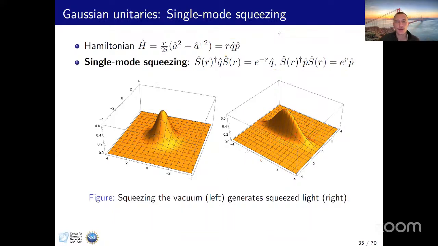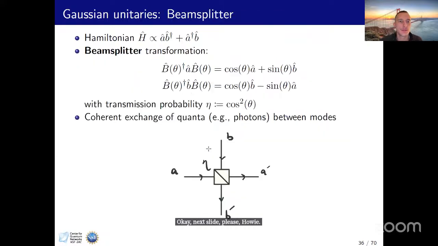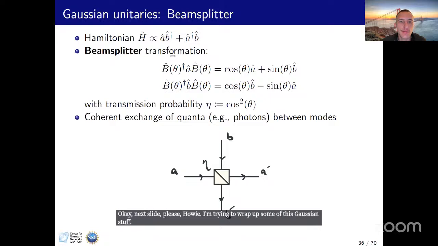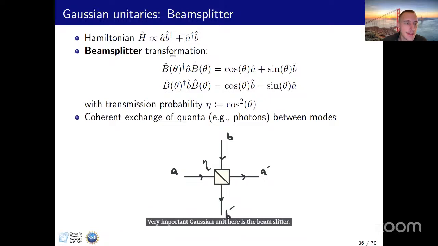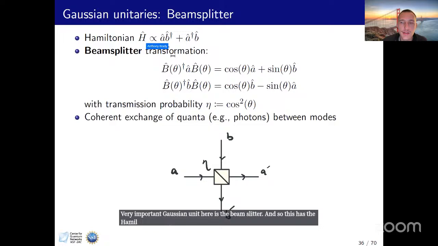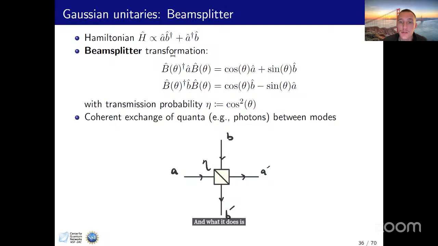Okay, next slide, please, Howie. Try to wrap up some of this Gaussian stuff. A very important Gaussian unitary is the beam splitter, and this has the Hamiltonian up here. This is an interaction between two different modes, or two different oscillators, and what it does is it conserves particle number.